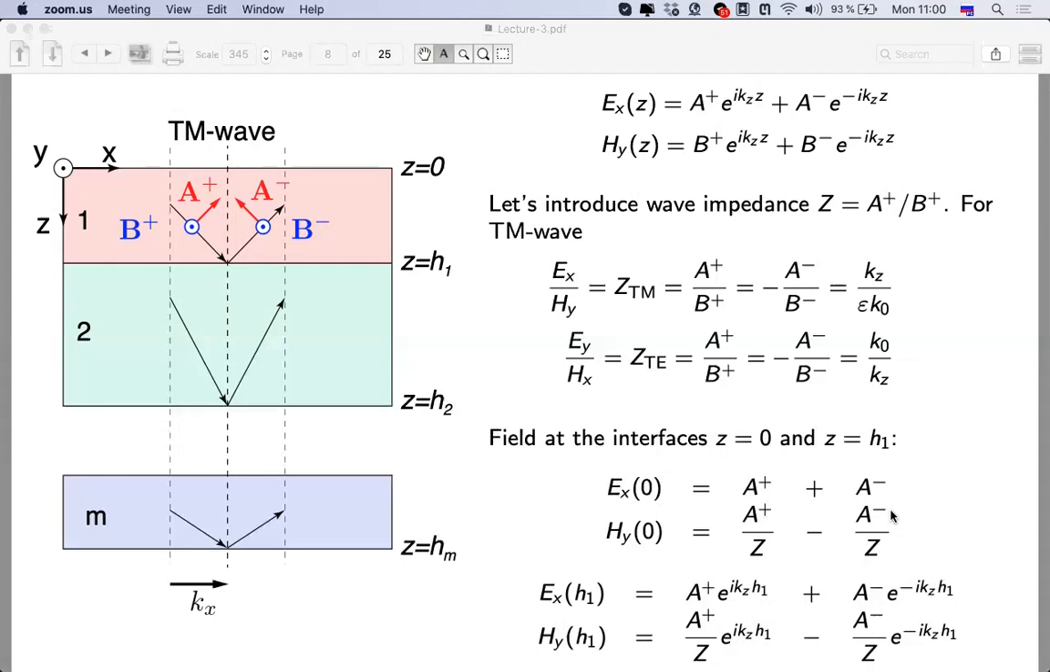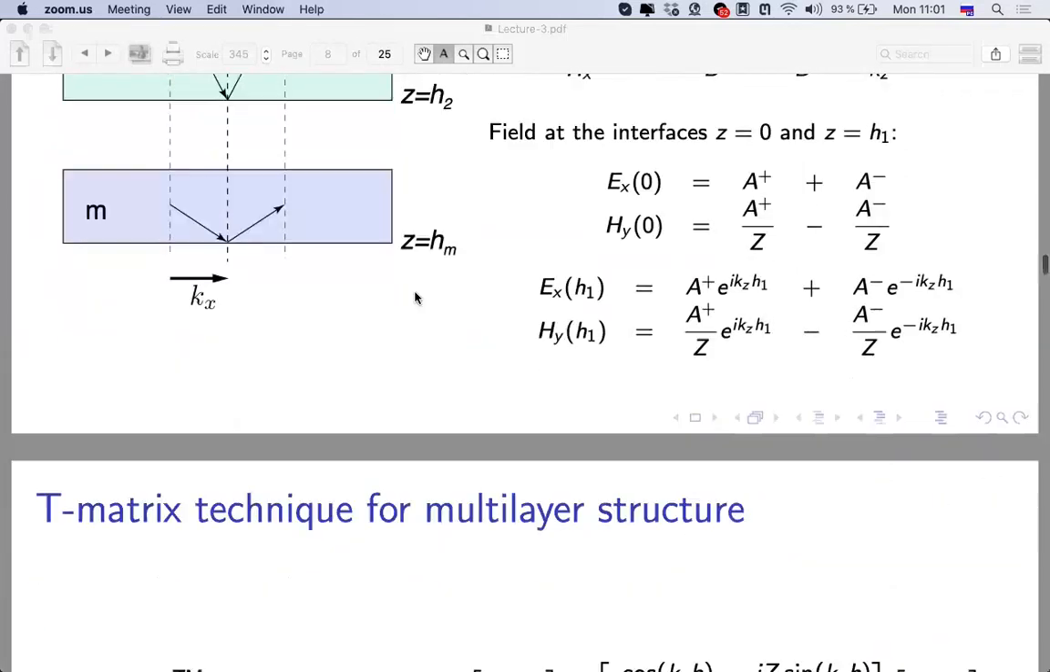So as I understood, we just multiply HY by Z, and then if we sum EX with Z HY, we get 2A plus, and if we subtract, we get 2A minus. And what is the final result? What is the expression for EX at the point H1? EX at point zero plus HY at point zero multiplied by Z, everything divided by two, multiplied by exponent plus, and plus EX minus HY multiplied by Z divided by two, and everything multiplied by exponent minus. Okay, it looks correct.